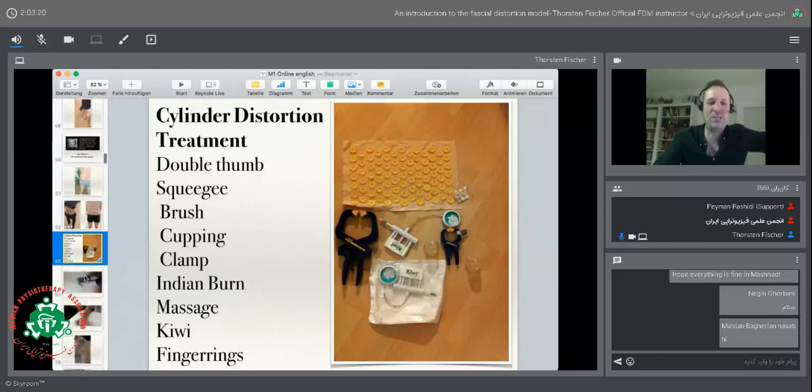Okay, then we will start with the next distortion, the continuum distortions. Patients, who knows what is the cause for these distortions? Who knows it?